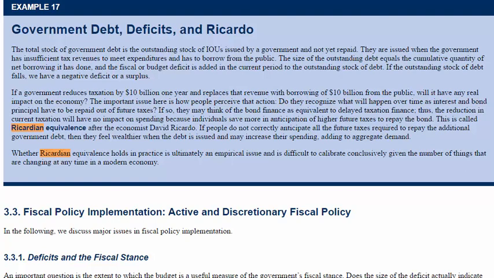If people do not correctly anticipate all the future taxes required to pay the additional government debt, then they will feel wealthier when the debt is issued and may increase their spending, adding to aggregate demand. Whether Ricardian equivalence holds in practice is ultimately an empirical issue and is difficult to calibrate conclusively, given the number of things that are changing at any time in a modern economy. I just wanted to point out again the importance of going back and reading these blue box examples, because there could definitely be some questions with regards to Ricardian equivalence, etc.